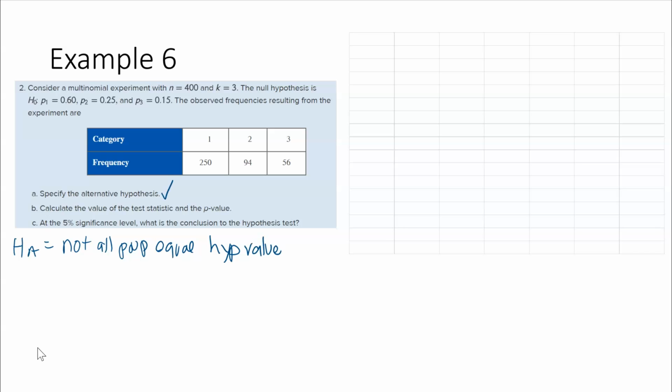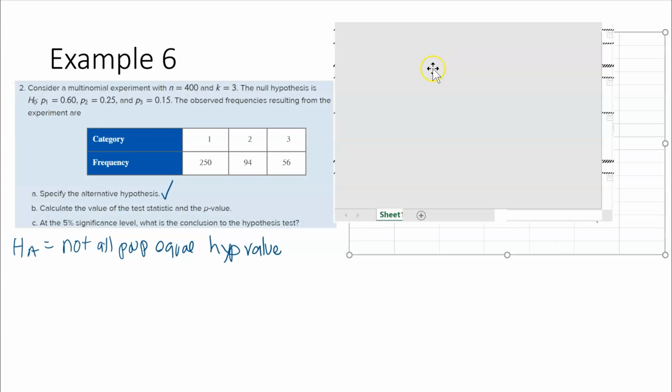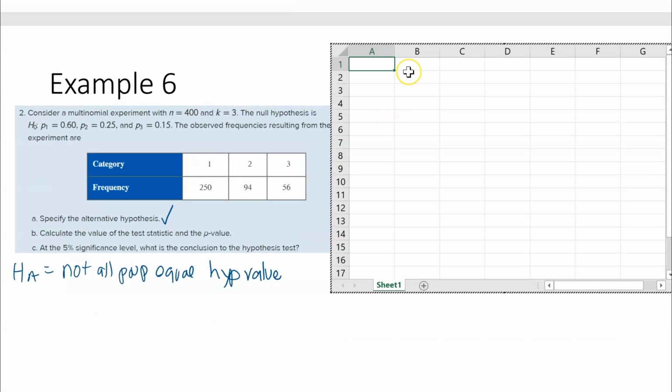Okay. B says calculate the test statistic and the p-value. So we use Excel to do that. So we can start over here. Sometimes it's helpful to label if we have anything to label. So maybe that's a good habit to get into.